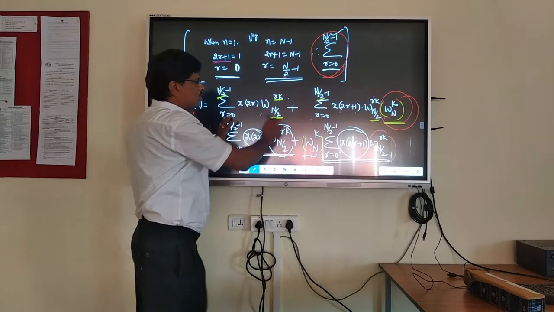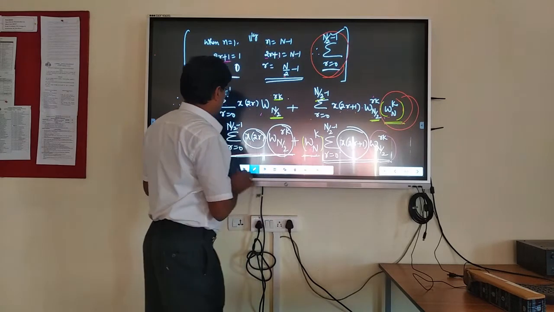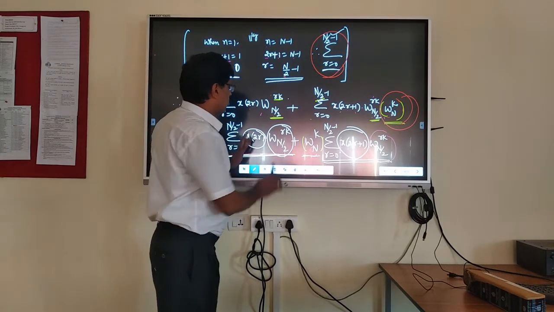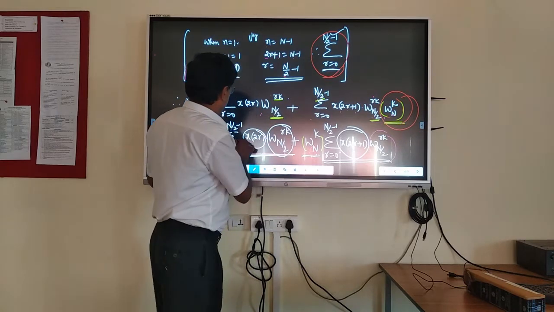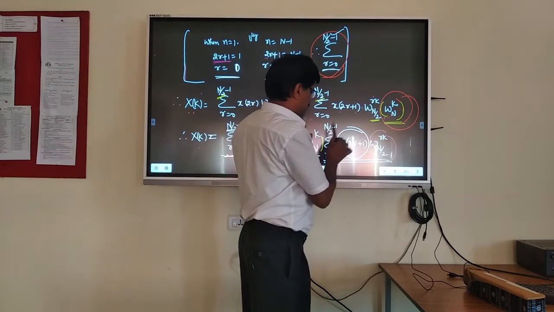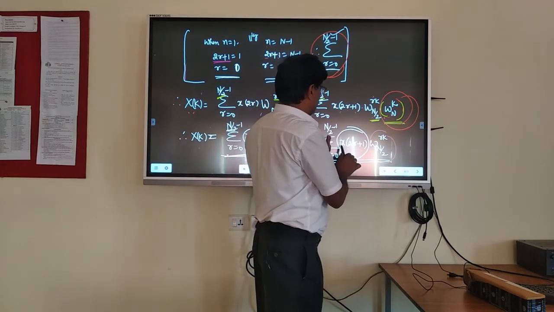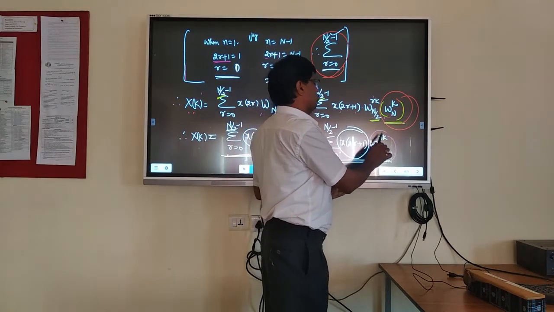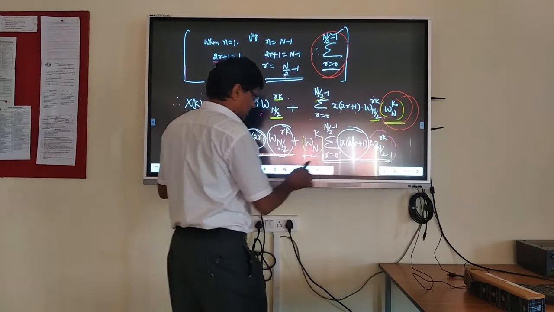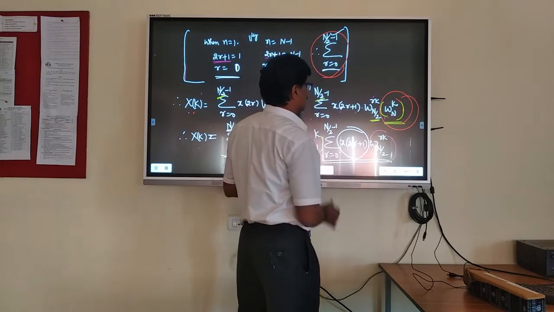From N point to 2 N by 2 point DFTs. For example, r is equal to 0 to N by 2 minus 1, x of 2r, omega N by 2 to the power rk. See now, this is N by 2. This is N by 2. Omega N to the power k, you take it outside. r is equal to 0 to N by 2 minus 1, x of 2r plus 1, omega N by 2 to the power rk. Now this whole term is written as G of k. This whole term is written as H of k.